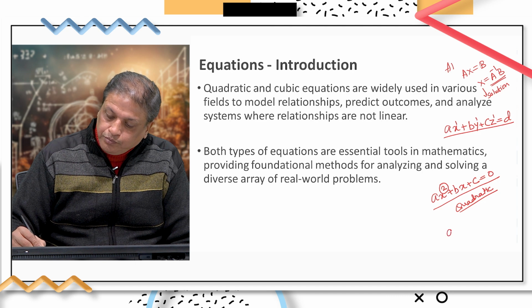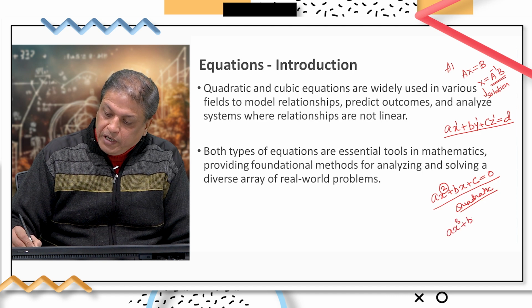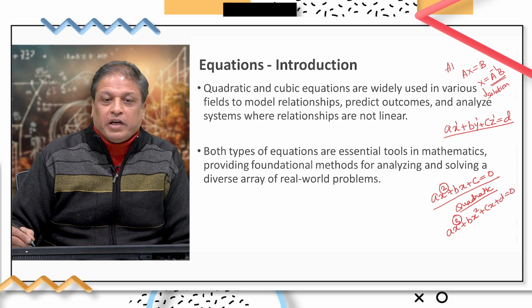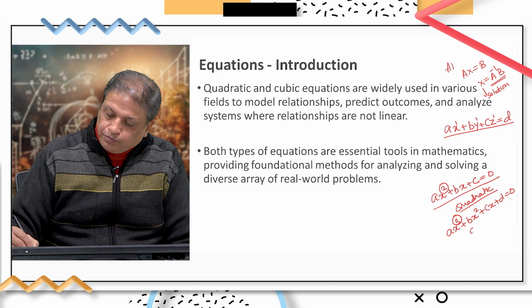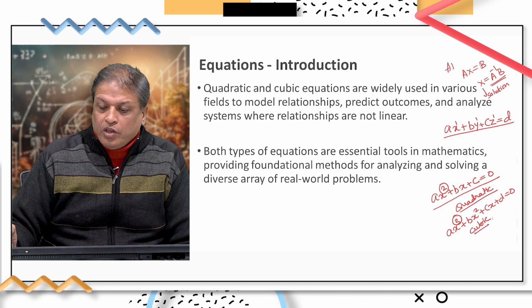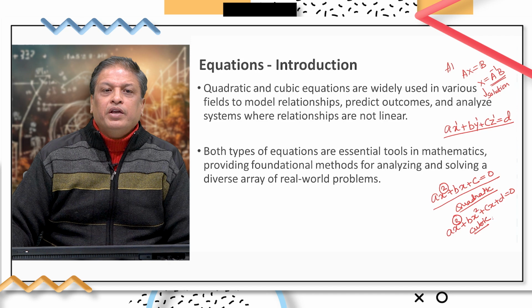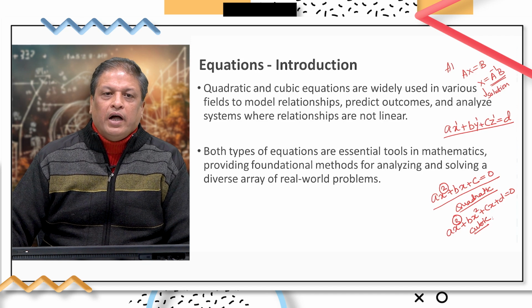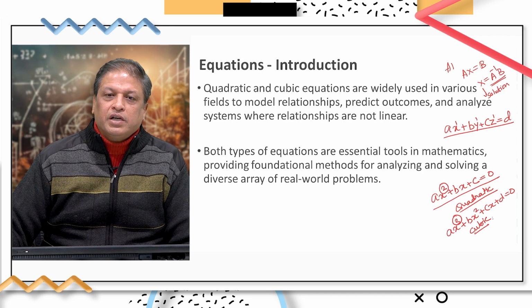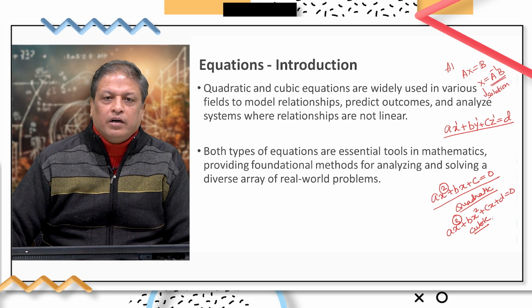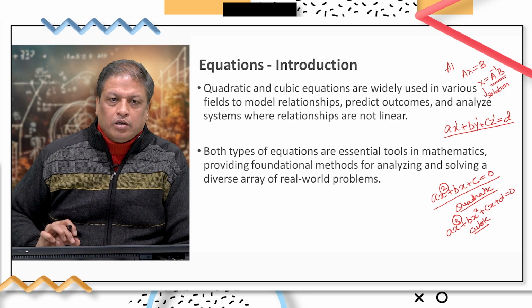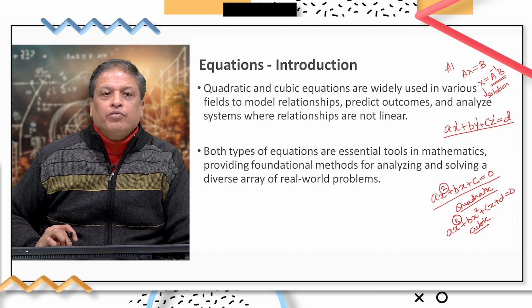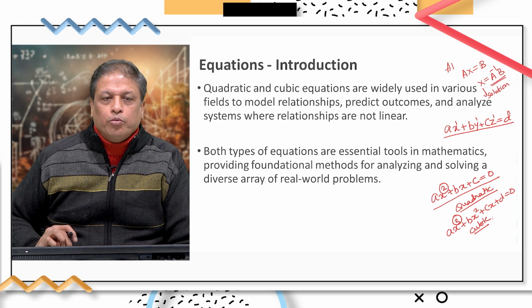Apart from this, if we say ax cube + bx square + cx + d = 0, and the maximum power is 3, then such equations are cubic equations. They are widely used in various fields to model relationships, to predict outcomes, and to analyze a system where the relations are not linear. Both types of equations are very essential in mathematics, and we will take different cases wherein we are going to solve the quadratic and the cubic equation.